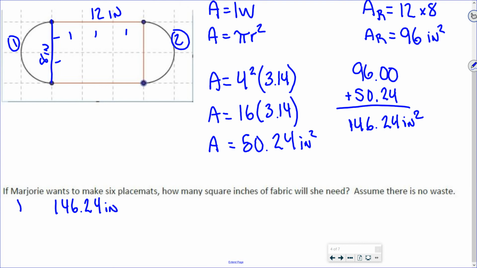So in order to find out how many square inches of fabric we need for 6 placemats, all we're pretty much going to have to do is take the 1 and multiply it by the 6. Okay, so 146.24 times 6 gives me 877.44 square inches. That is how much fabric she is going to need, assuming that she will have no waste, for 6 placemats. All right, let's continue on.